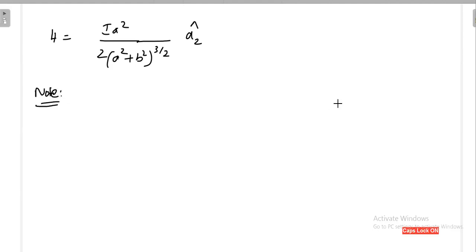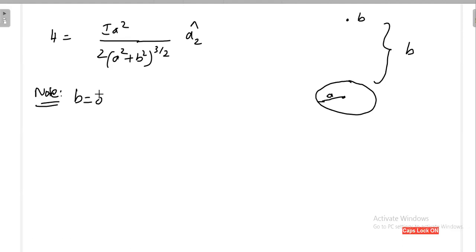Now, in this case, what is b? What is a? a is the radius of the circle. What is b? At some height, you are at some height. That is b.